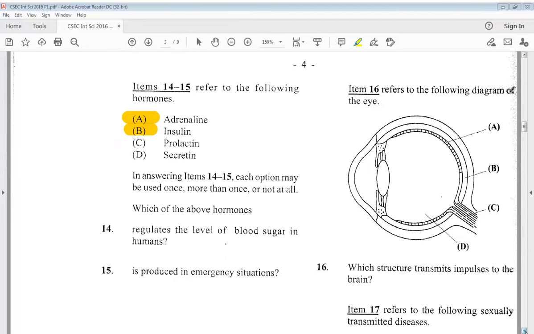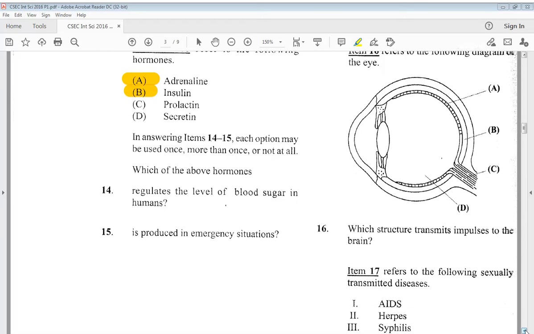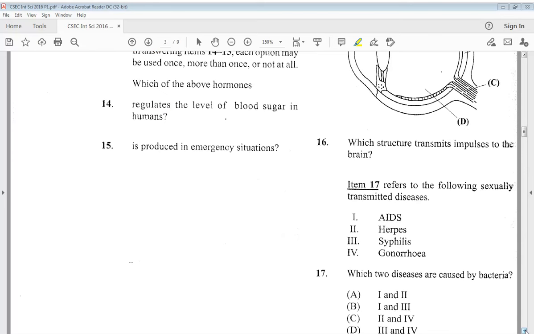So item 16, here we have a diagram of the eye. It's labeled A, B, C, and D. And by now you should fully know how to label the eye. 16 says, which structure transmits impulses to the brain? So we know it is C. C would be the answer, the optic nerve. Let's go on to number 17 now.